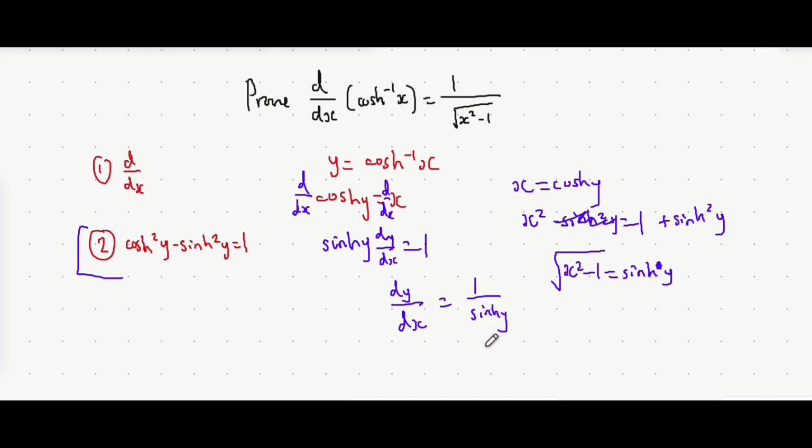Now we can replace sinh of y with the square root of x squared minus 1, and our final answer becomes 1 over the square root of x squared minus 1. So apart from the step where we introduced this as y and applied cosh at the beginning to both sides, you could put that as an extra step if you'd like. But these two steps will always lead to the answer in this question.